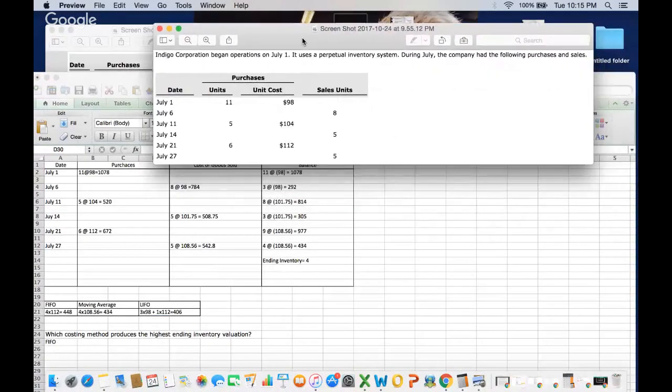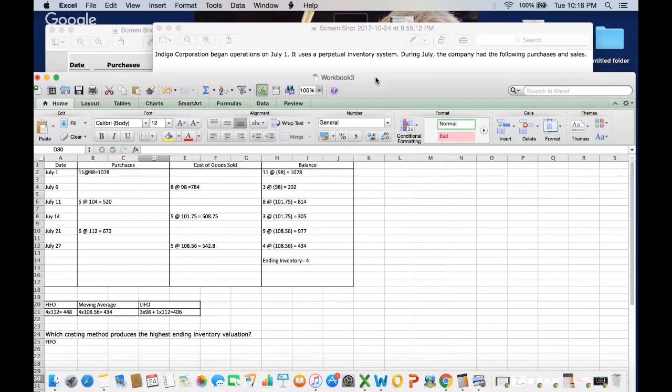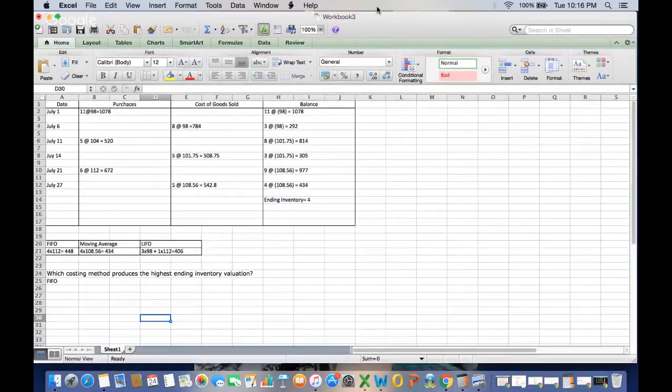So pretty much what we had to do was find the average cost for each of the dates here, and they gave us the units sold and the cost of what they were sold, and also what they were purchased at, excuse me, and then when they were sold. So the easiest way I found was to map it out. I have these 4 columns here: the dates, a purchase column, a cost of goods column, which would be the cost of what they sold, and then the balances. So let's walk through it here.